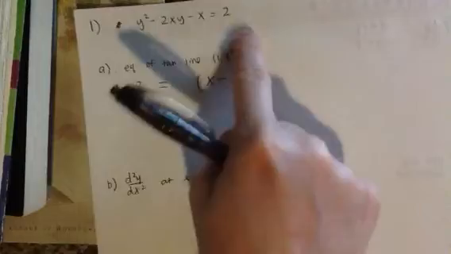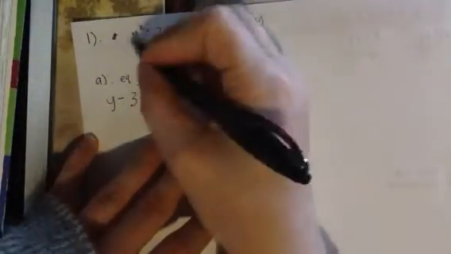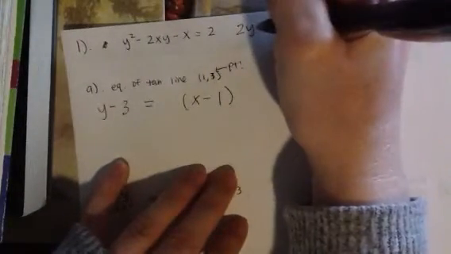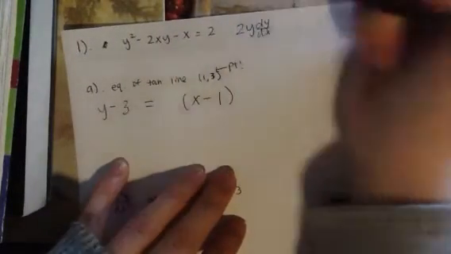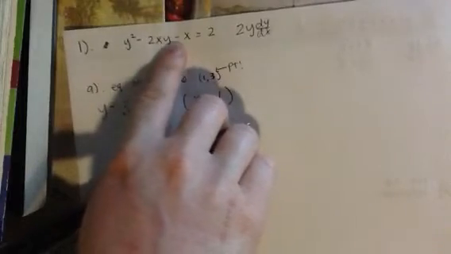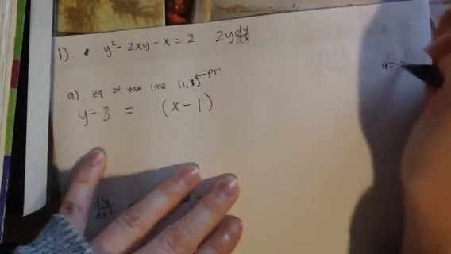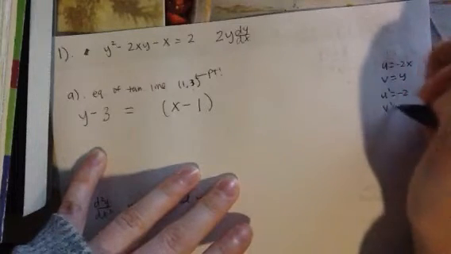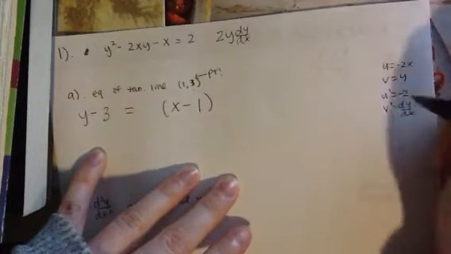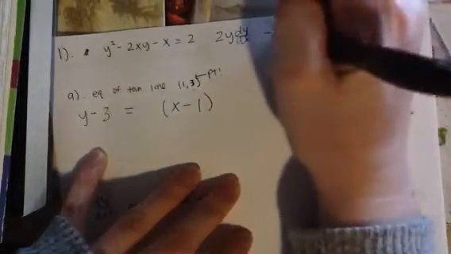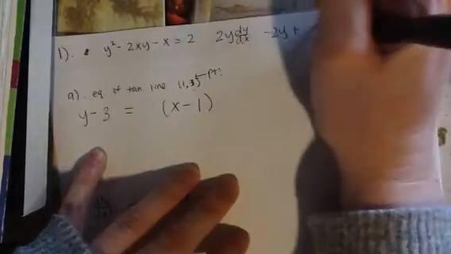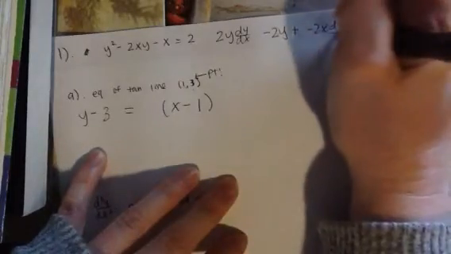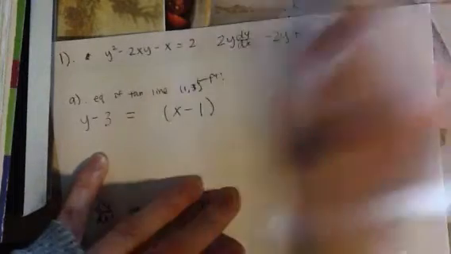So I'm going to go up here and take the derivative with respect to x. My first term, the derivative of y squared is 2y, but since I'm taking the derivative with respect to x, I need a dy/dx right there. Here, it looks like I'm going to do the product rule, so off to the side I'm going to say u is negative 2x, v is y, u prime is negative 2, v prime is dy/dx. So u prime, negative 2, times v, y, plus u, negative 2x, times v prime, dy/dx. So that's just this term. Minus x, the derivative would be minus 1, and the derivative of 2 is just 0.